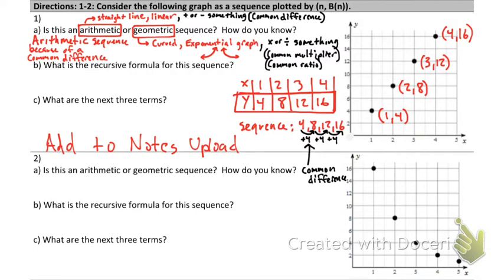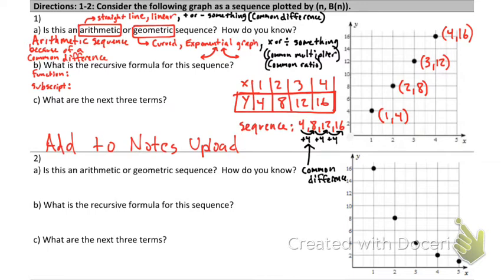Okay, so how do we write a recursive formula? And again, this is given to you in the notes, so I encourage you to watch this. I'm going to briefly do it here. It's fairly easy. I'm going to give you 2 versions, okay? So we're going to do function notation, and then we also, if you remember, have the subscript version. There's both versions.